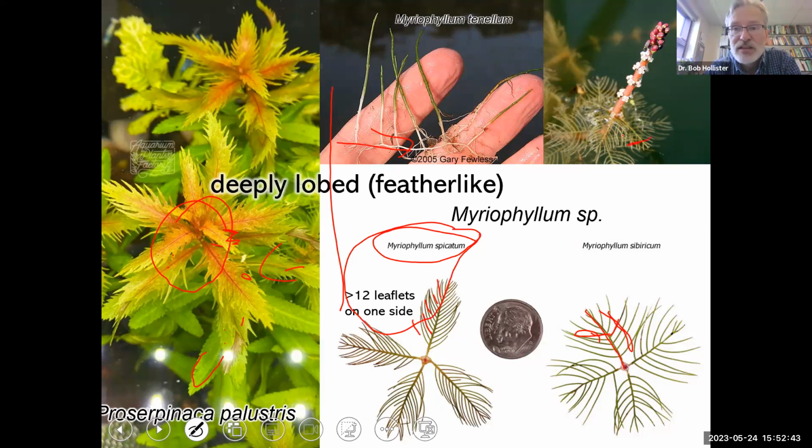Myriophyllum does this adaptation, lots of surface area. Sometimes they'll actually be crusty because they're doing photosynthesis so fast that they're changing the pH, so you actually get marl or limestone around the leaves, which is kind of cool.